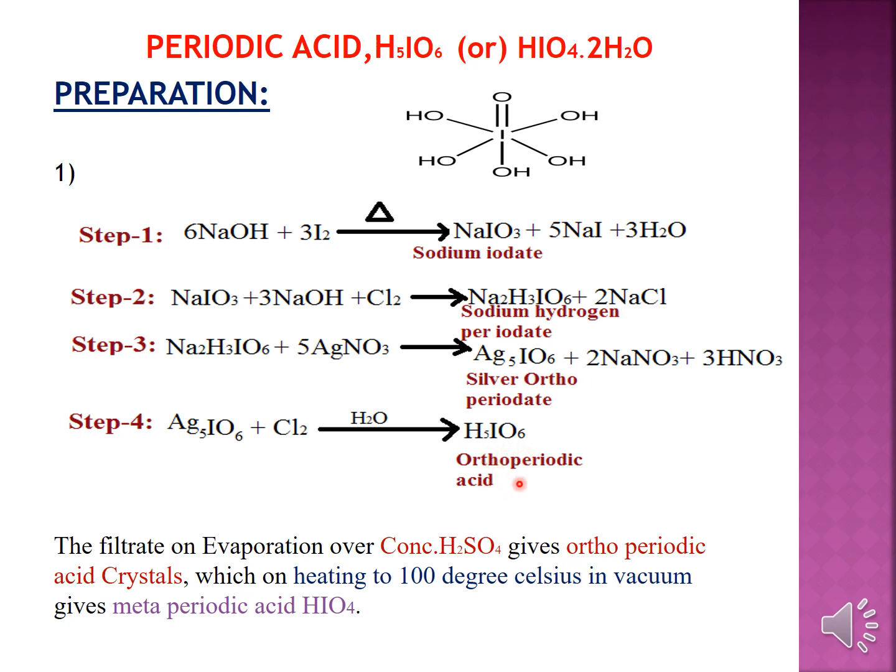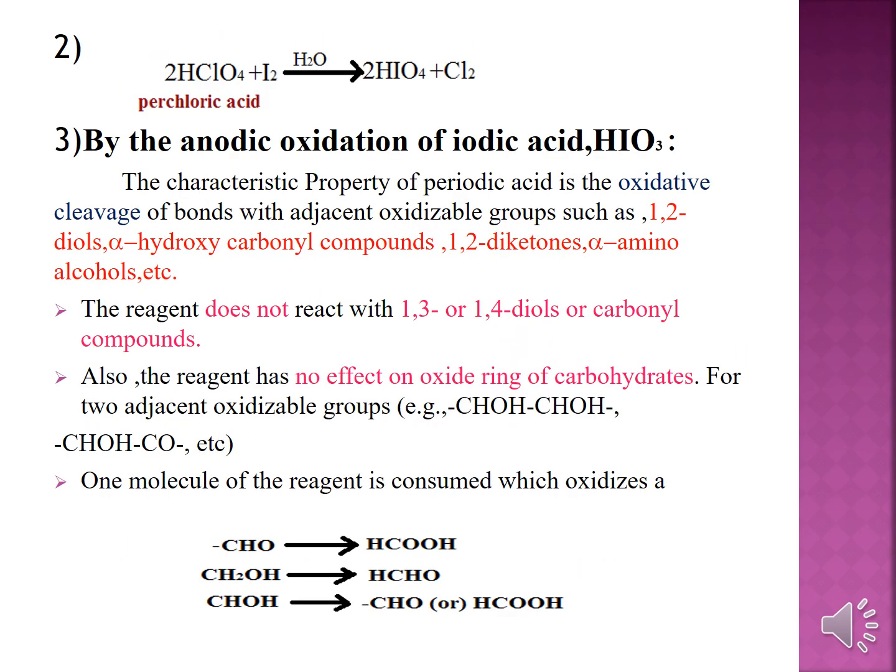The orthoperiodic acid you get, upon evaporation with concentrated H2SO4, gives that product. You collect it and heat it at 100 degrees Celsius in vacuum. When it is heated in vacuum, you get your HIO4, that is metaperiodic acid, which we generally use. Metaperiodic acid is generally used for oxidation purposes. Moving on to the next slide.